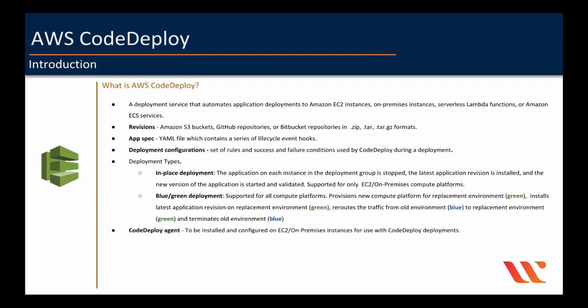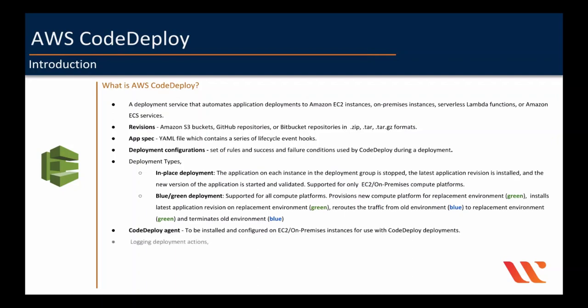The CodeDeploy agent is a software package which needs to be installed and configured on EC2 instances or on-premise servers in order to be detected by CodeDeploy deployment. Remember, if you do not install this on the instances, CodeDeploy cannot find the instances and deployment will not happen. We will be seeing this during the demo. And also remember, the agent is not required for deployments that use Amazon ECS or AWS Lambda compute platforms. This is only applicable for EC2 and on-premise instances.